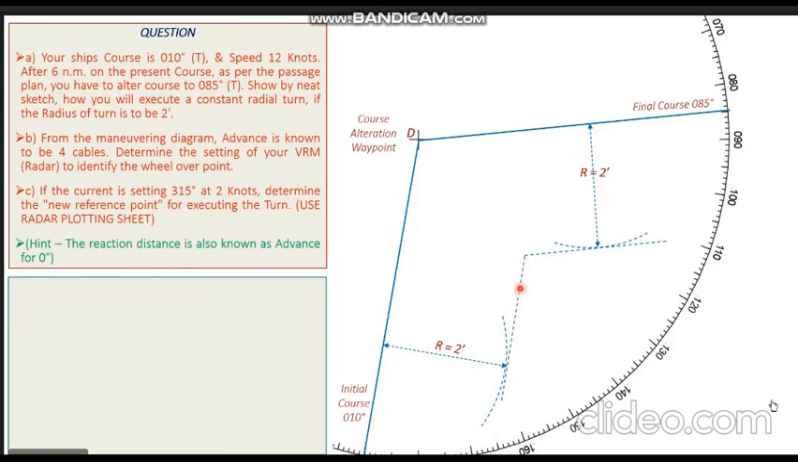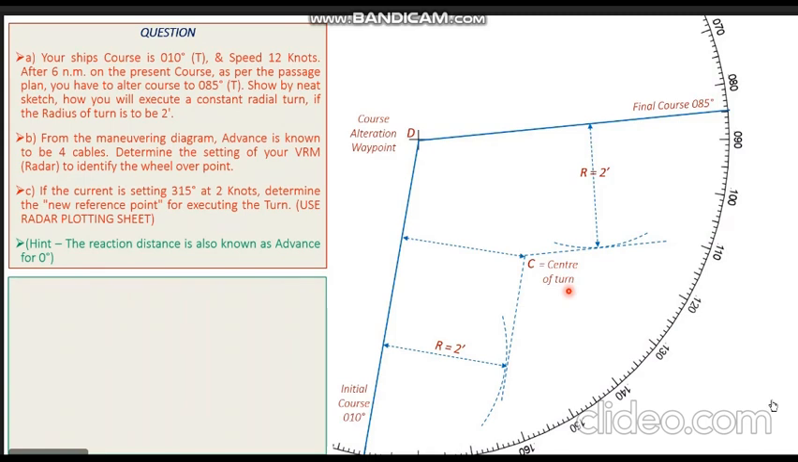Now you can see that both these parallel lines, the dotted lines, intersect at this particular point where the laser pointer is right now. Let's name this point as C, Charlie. This point is the center of my turn. This will be the center of my turn, or the center of my curved path, or the center of my turning circle.